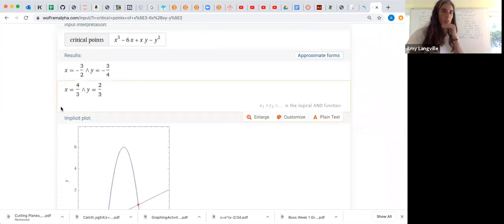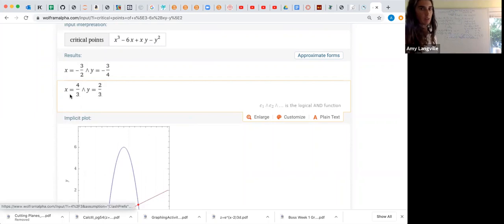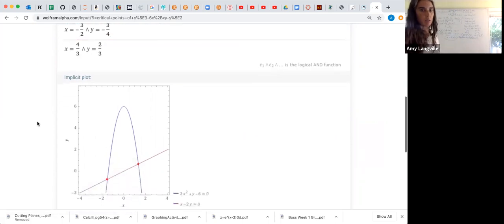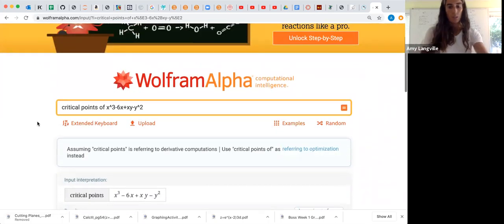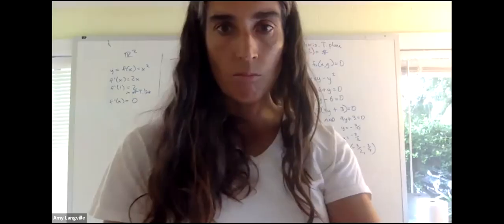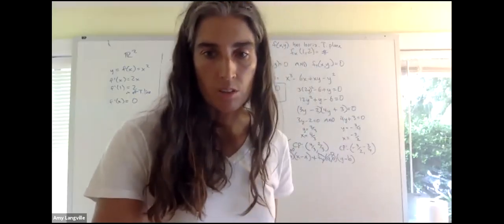Yeah, so there are our critical points: x equals 4/3 and y equals 2/3, that's the one we found, and x equals -3/2 and y equals -3/4. So again, our calculus checks with the calculator tech tool. All right, we'll stop there for this one.